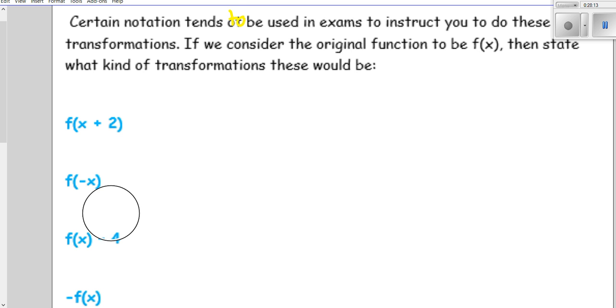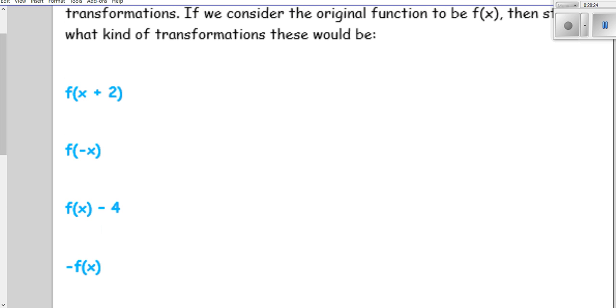So what am I asking you to do? If we consider the original function to be f of x, then state what kind of transformations these would be. Yes, Isabella? Horizontal shift? Yeah, good. How many units? 2. Yeah, good. So a horizontal shift, or you can say translation if you want, horizontal translation, shift, whatever you want to use. 2 units to the left, good.